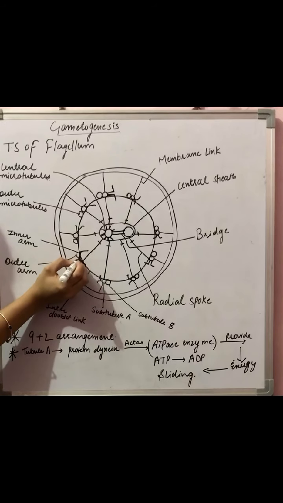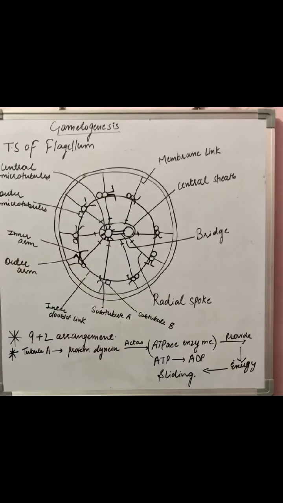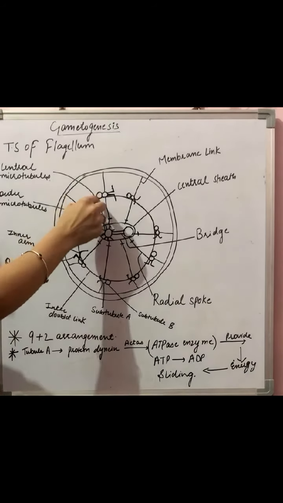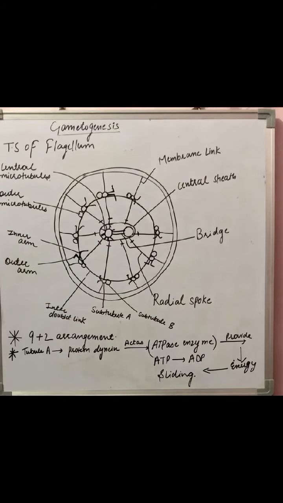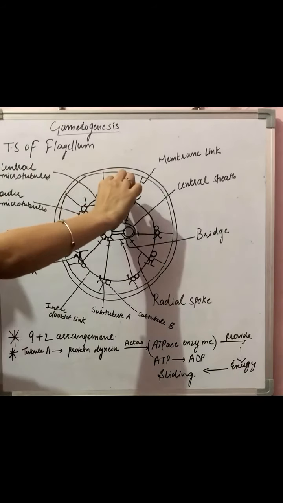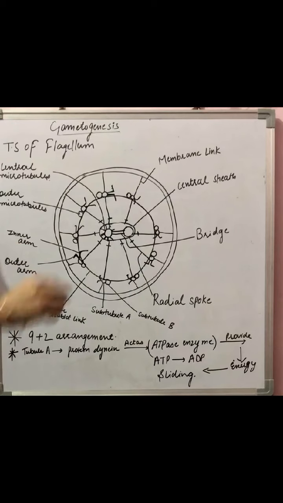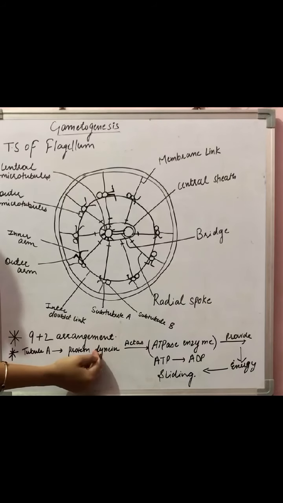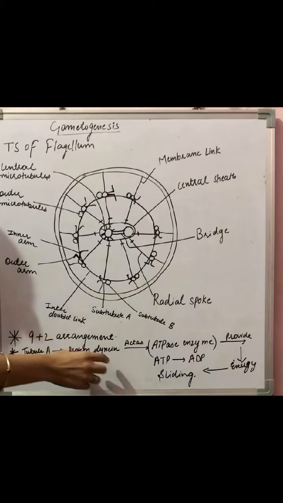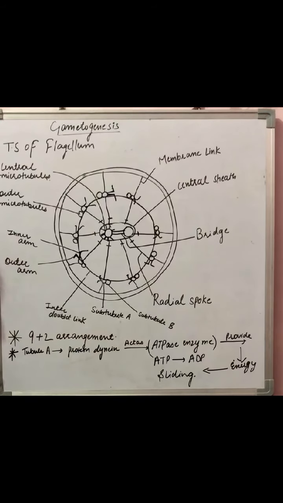This is the inner arm and this is the outer arm. These arms are absent in this microtubule. So what are these arms made of? These arms are made up of a protein that is the dynein protein, D-Y-N-E-I-N. And what is the function of this dynein protein?